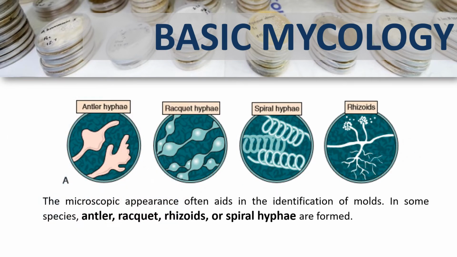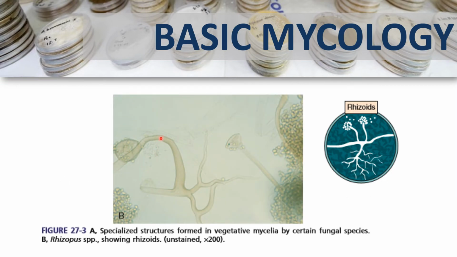So, the microscopic appearance, class, often aids in the identification of your molds. Okay, take note with the term, class, aid. So, ibig sabihin, class, tumutulong lang si microscopic appearance to identify your genus level of your fungi. In some species, class, they produce antler hyphae, bracket hyphae, rhizoids, and or spiral hyphae. Okay? When we say rhizoid, class, this is very common also in microscopic appearance, they look like this one. Para siyang root-like, class. Ayan. May root-like siya. Ito. Okay? So, pagdating sa exam, if you can observe that there's a root-like, so yung structure naman niya, class, is rhizoid.